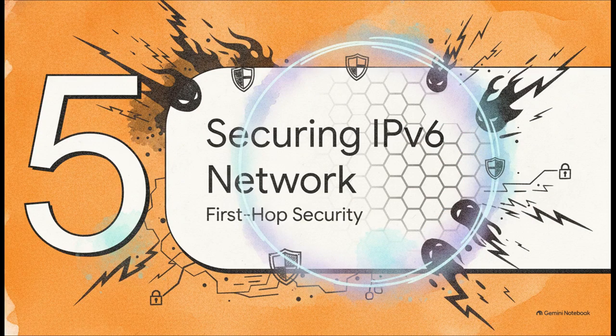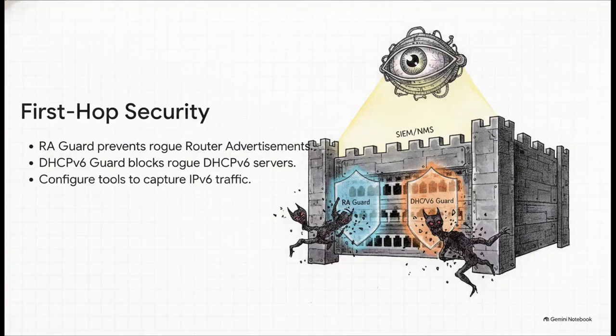Section 5. Securing the IPv6 network. All right, when it comes to security, locking down the first hop in an IPv6 topology is absolutely non-negotiable. Because hosts learn their prefix and their gateway from router advertisements, you have got to configure RA guard on all access switch ports facing your end users. If you don't, any rogue device can literally hijack your network routing.